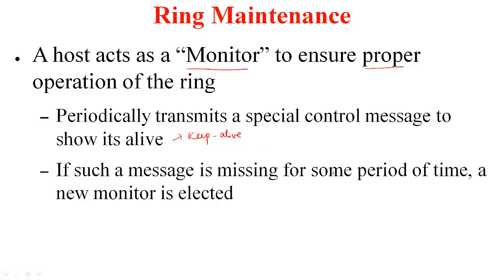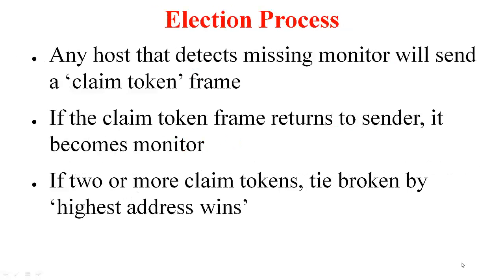So this also tells you why frame control is needed, because you need to distinguish between regular data packets and these kinds of control packets. Nodes that are part of the ring keep track of this keep alive message. If they do not see such a keep alive message, if it's missing for some period, there is an election process to elect a new monitor. So this is how the election process works. Any host that detects a missing monitor will send what is called a claim token frame. This is another control frame.